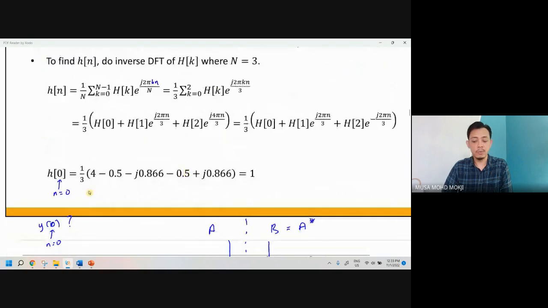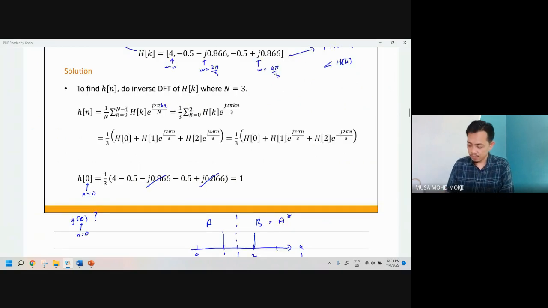So this is what we do. 4 minus 0.5 minus j 0.866 minus 0.5 plus j 0.866, and the j terms cancel out. Those two cancel out. This is 4 minus 0.5 minus 0.5 equals 3. 3 divided by 3 equals 1. So normally h0 will be very easy, very simple.